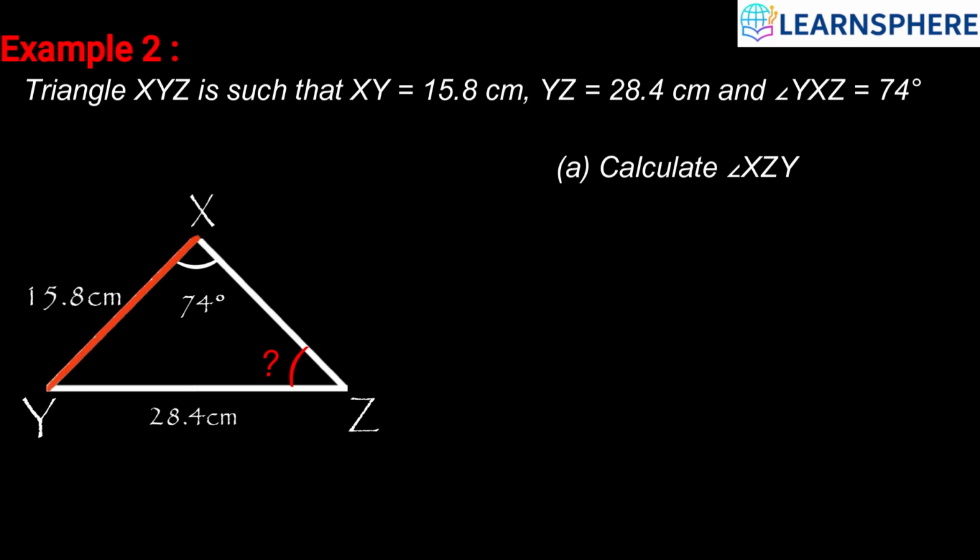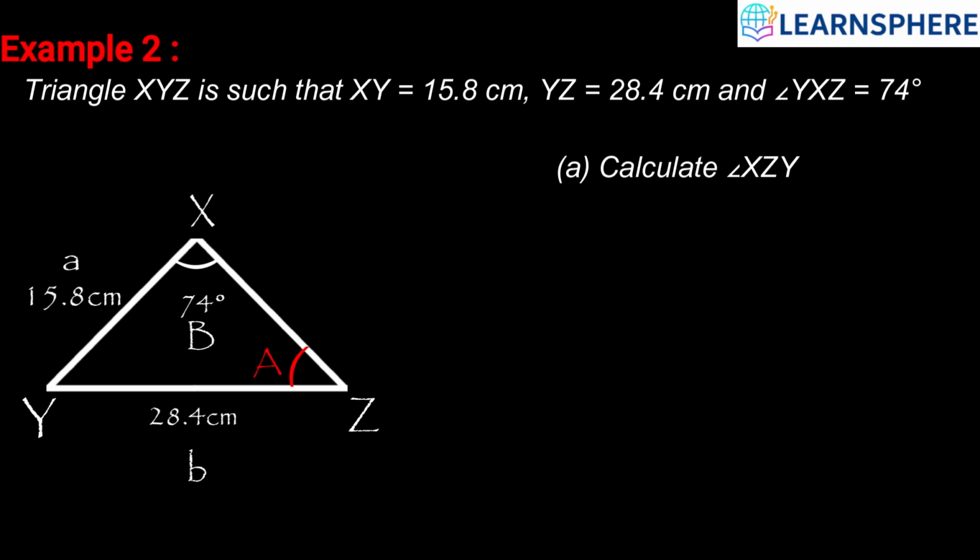So we can label angle XZY as capital letter A. Small letter a would be 15.8 cm. And in this question, we have a set of angle and corresponding side that we know the value of, which is 74 degrees and 28.4. Therefore, 74 degrees will be capital letter B, as it is an angle, and 28.4 will be small letter b, as it is the side.